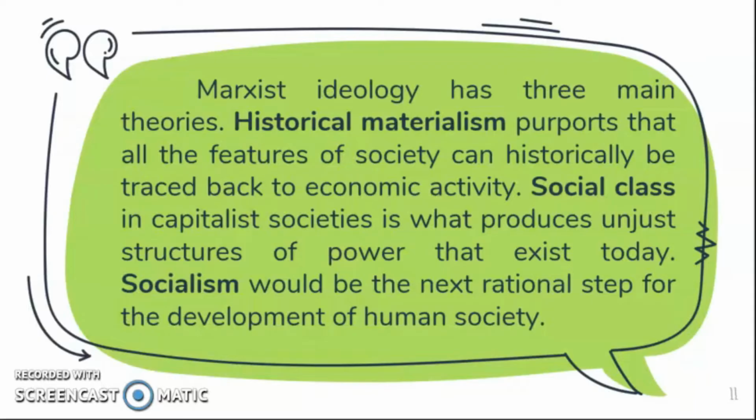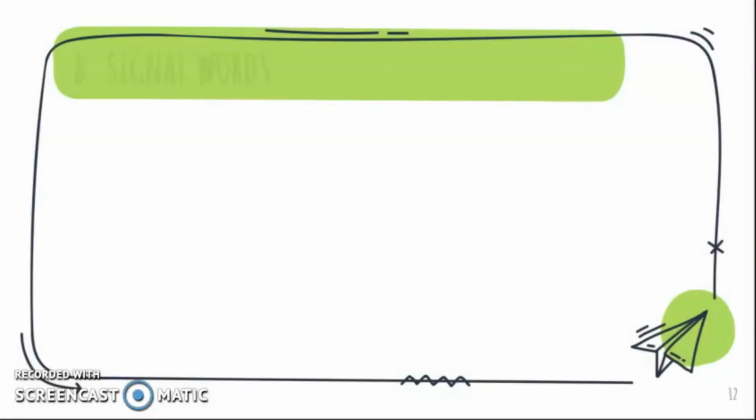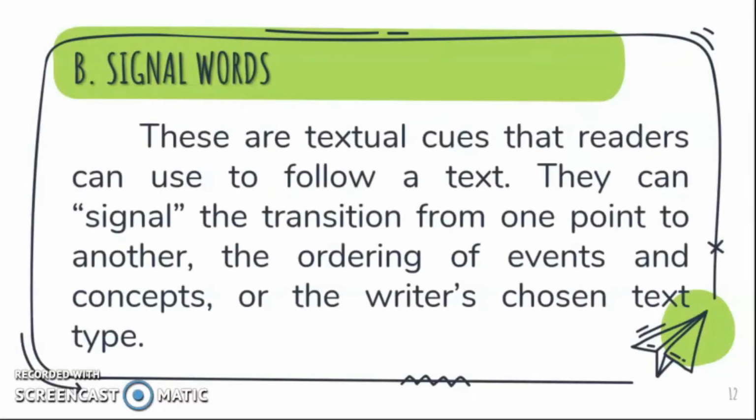The second one is signal words. These are textual clues that readers can use to follow a text. They can signal the transition from one point to another, the ordering of events and concepts, or the writer's chosen text types, just like a linear narration, a question and answer, and the like. These are the signal words or transitional devices that we will use in order to identify the pattern of development that we are writing. Let's take a look at a given example.